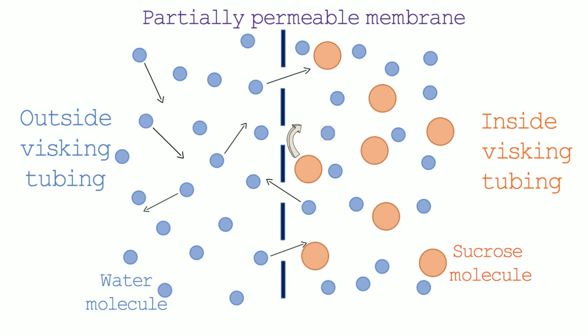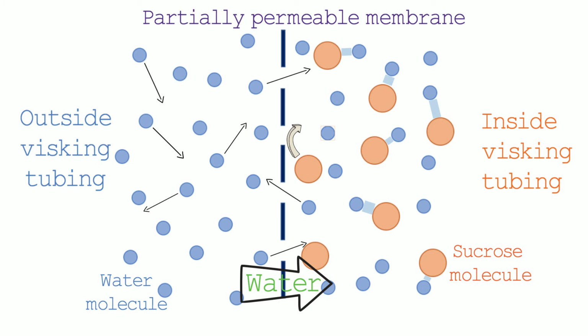The water molecules in the sucrose solution, which is inside the Visking tubing, are attracted to the sucrose molecules. As the water molecules are attracted to the sucrose molecules, the kinetic energy of the water molecules reduces. This results in fewer water molecules moving from inside to outside the Visking tubing. Whilst this is happening, water molecules are moving from outside to inside the Visking tubing, which on the diagram is from left to right. The overall effect is that more water molecules move inside the Visking tubing, which is the same as saying water molecules move from a more dilute solution to a less dilute solution.